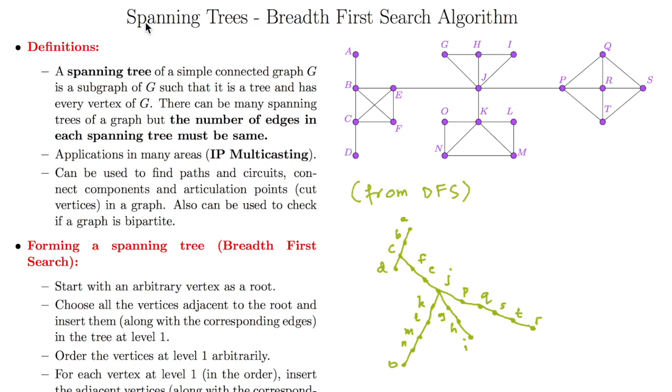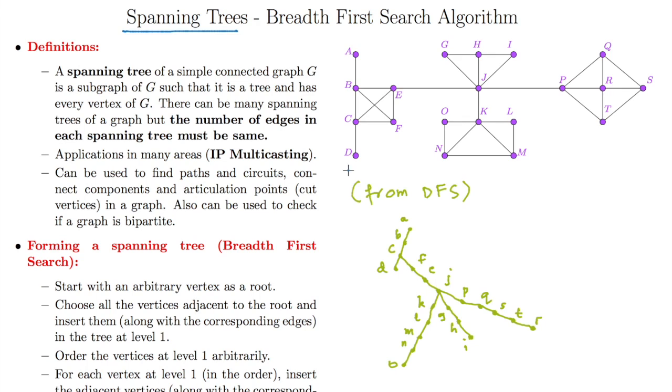Hello, so in this video we will talk about forming of spanning trees through a breadth first search algorithm. Just a recap from spanning trees: a spanning tree of a graph is a tree which has all the vertices of the graph G. There can be multiple spanning trees of a simple connected graph, but all of those different spanning trees must have the same number of edges.